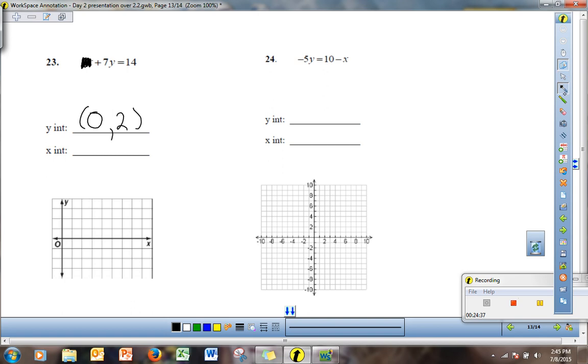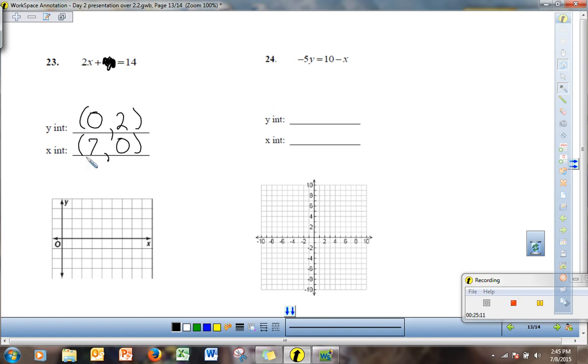Now, to get your x-intercept, you're going to let y be 0. It seems backwards, doesn't it? Y-intercept, x becomes 0. X-intercept, y becomes 0. What does that mean? Come up here, plug in a 0 for y, which is going to wipe this whole term out. Now solve what you have left. 14 divided by 2 is 7.